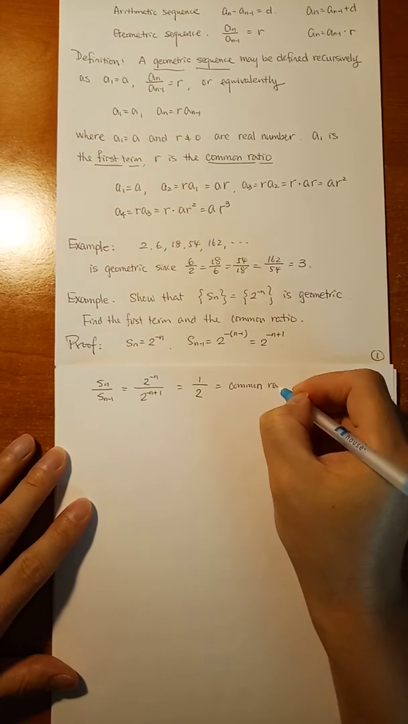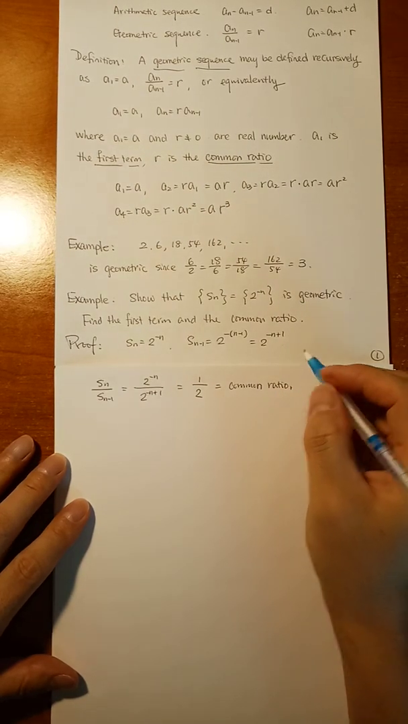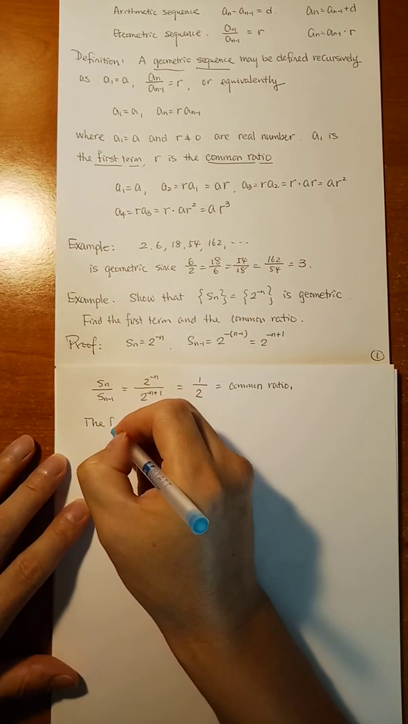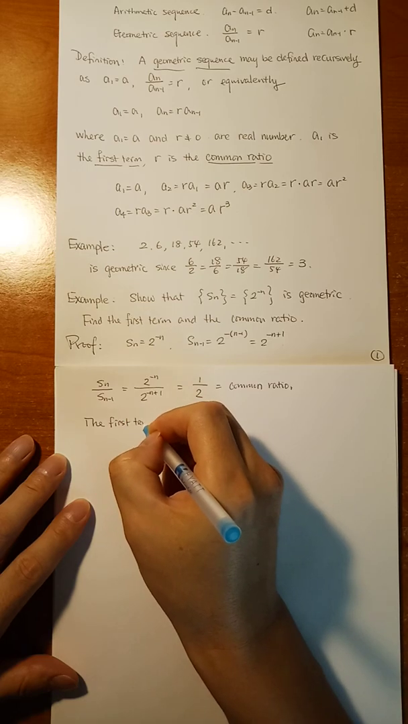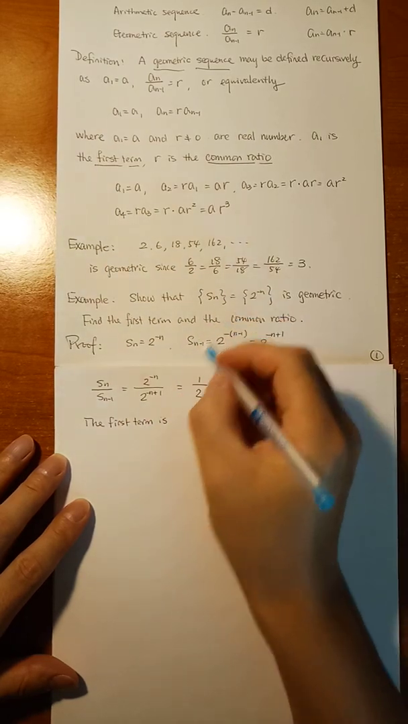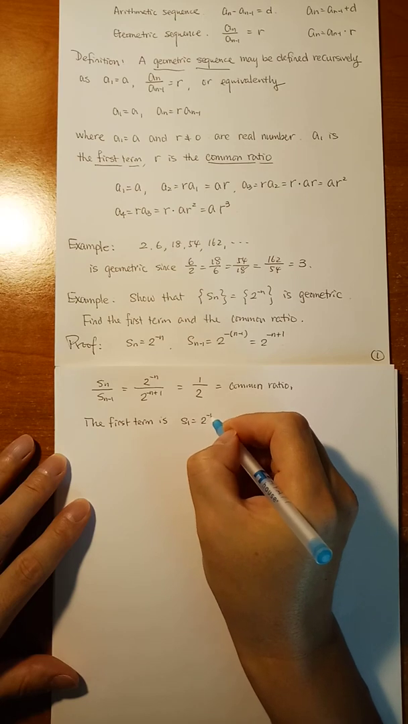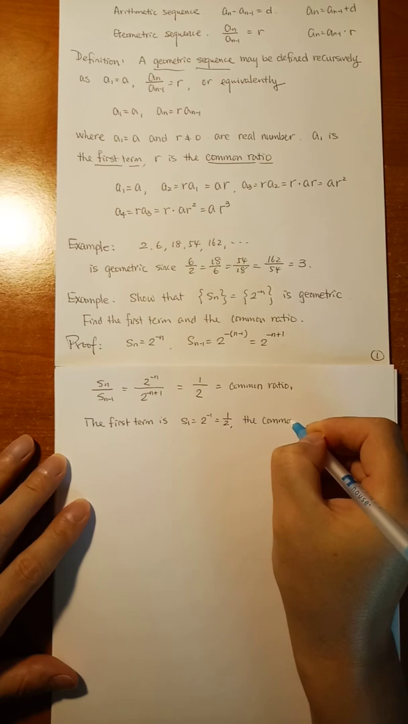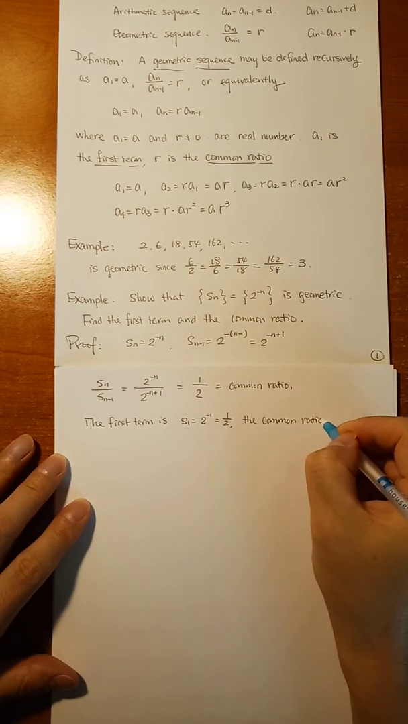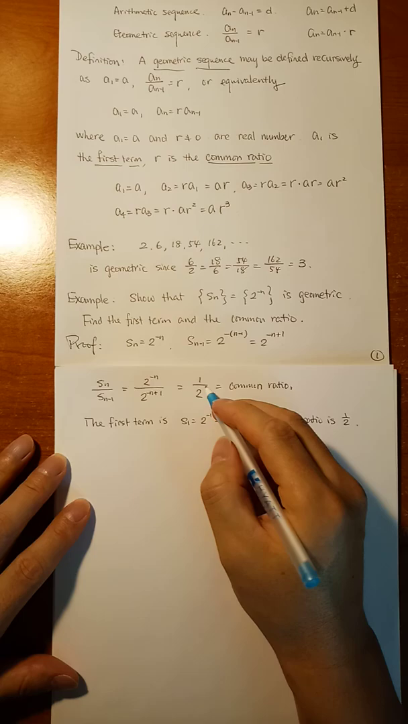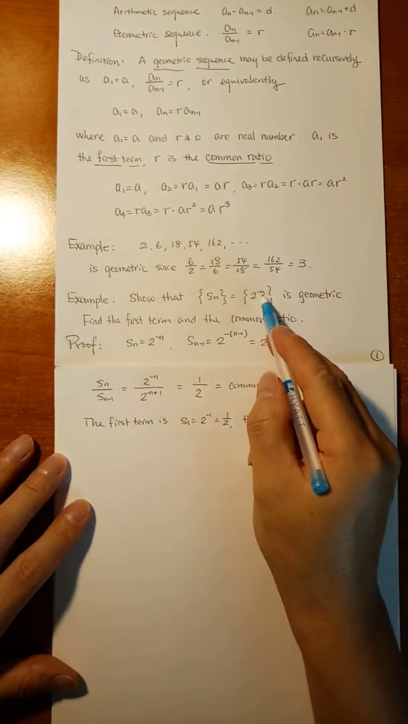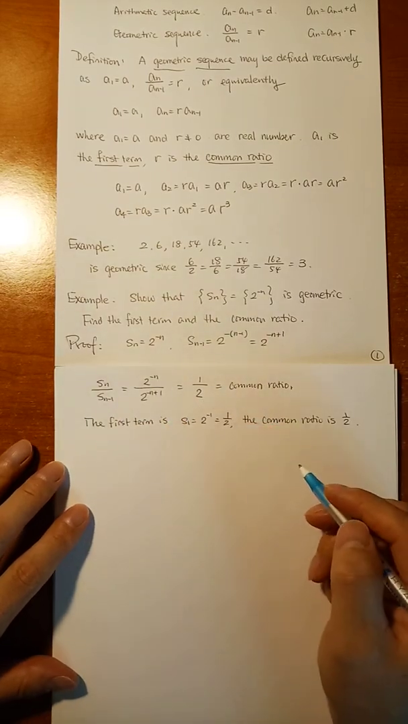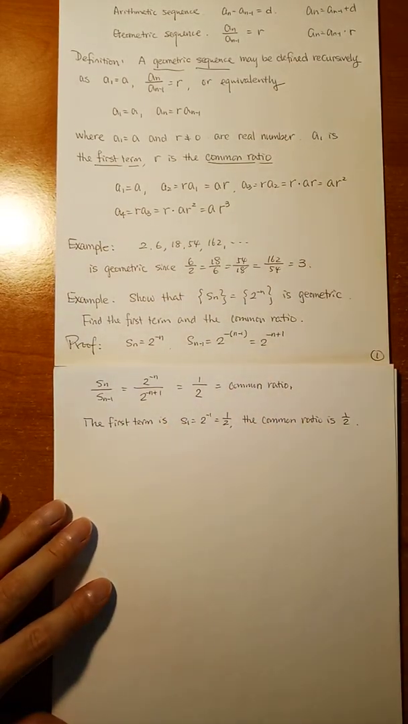Common ratio. And the first term is just S_1. S_1 is 2 to the negative 1, which is 1/2. The common ratio is also 1/2. This 1/2 comes from the evaluation for n equal to 1. This 1/2 comes from the ratio. They're different. Okay?